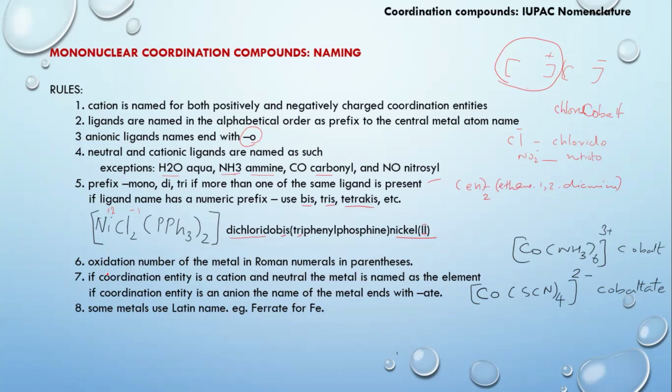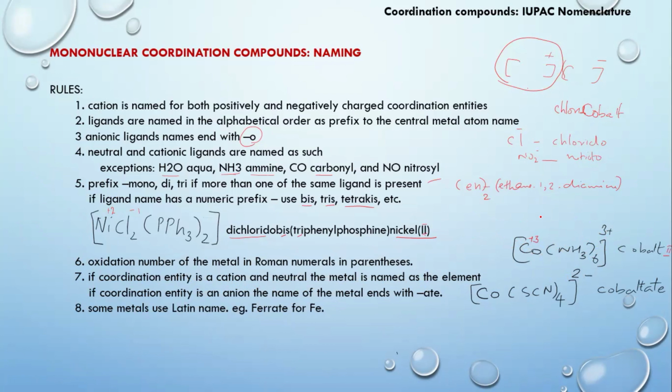The next rule is, if the coordination entity is a cation or neutral, the metal is named as the element. For example, here [Co(NH3)6]Cl3. Here the complex part is the cation. So while writing the name of the complex, we will write hexaamminecobalt(III). The oxidation number is 3, cobalt(III).